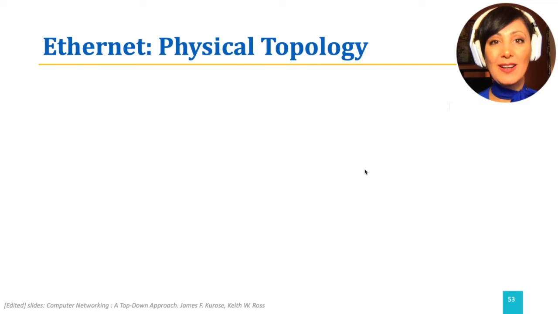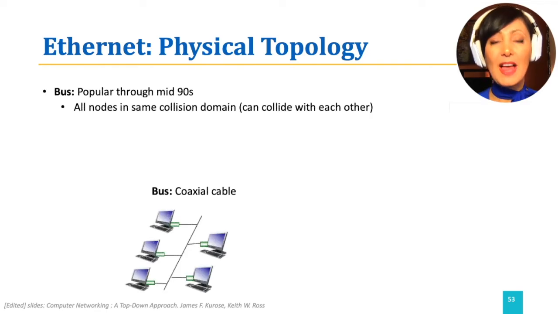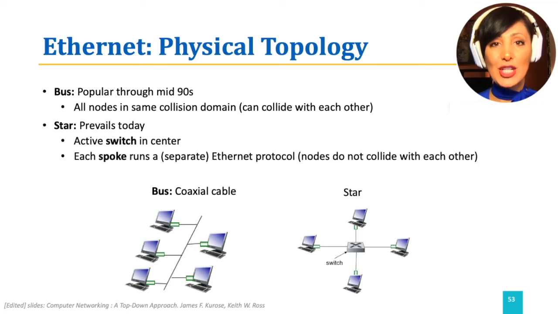In bus topology, all nodes share one bus, and therefore they share the collision domain. This means that their transmissions could collide. In the star topology, the hub, or active switch, is in the center. Over time, with the change to newer technologies, the hub, which was a physical layer repeater, was replaced with a layer 2 switch. Therefore, each spoke runs a separate Ethernet protocol, and the switch is a layer 2 store and forward device. We will discuss switches in a little bit more detail later in this module.